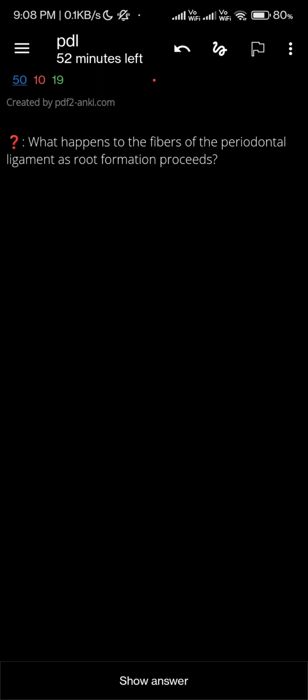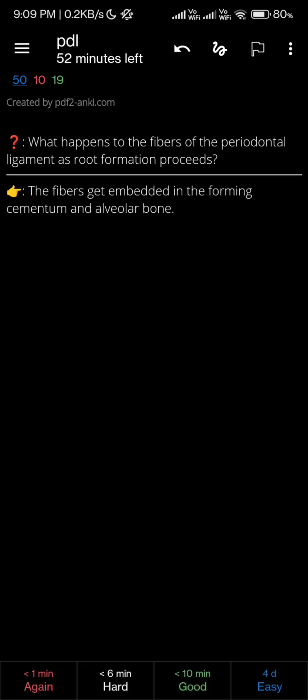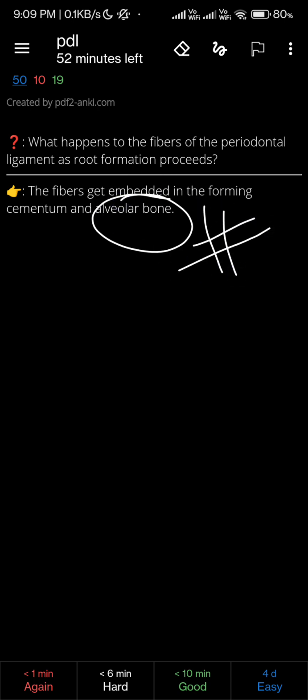What happens to the fibers of the periodontal ligament as they orient themselves in different planes? They get embedded in forming cementum and alveolar bone.